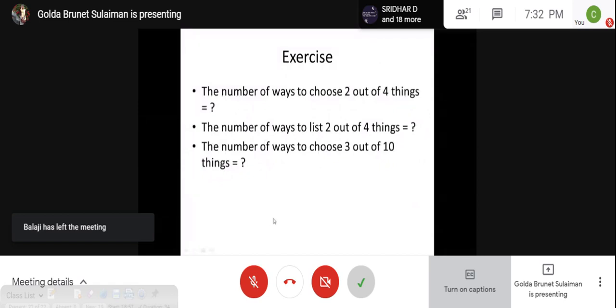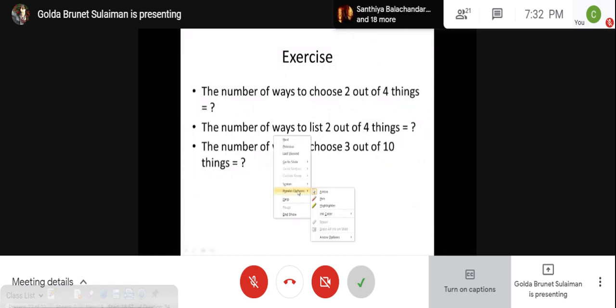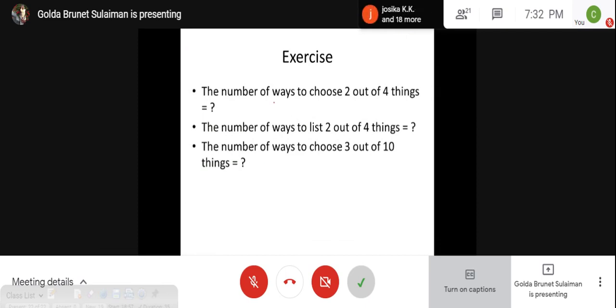So here are exercises. I think hereafter I have only exercises. The number of ways to choose 2 out of 4 things. Just solve it. I'll give 2 minutes and get back to you.